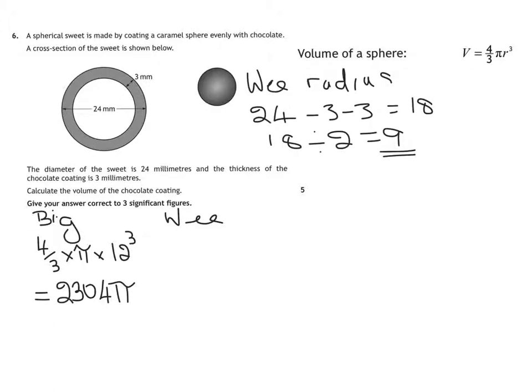So as I said, 24, take away 6, gets me 18. That's the diameter of this. Don't want the diameter, I need the radius. So divide 18 by 2, 9's my radius. Okay, so subbing that in, we've got 4/3 times pi times 9 cubed. Watch it. Okay, so the volume of our wee one is 972 pi.